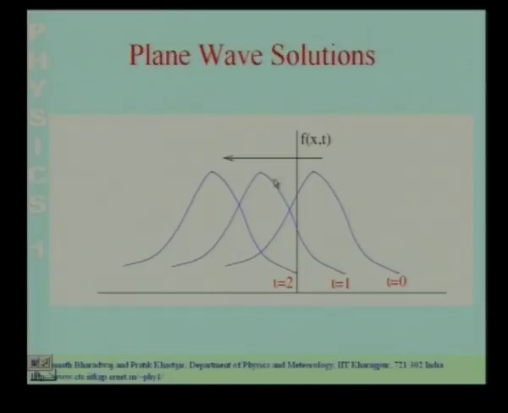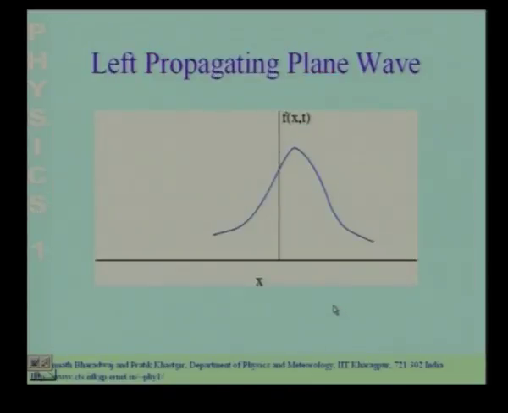So, this picture over here shows you the evolution of the left propagating plane wave solution. This is the solution at t equal to 0. At t equal to 1, the whole solution has shifted to the left, and at t equal to 2, it has shifted further to the left. From here to here the shift is going to be c, from here to here the shift is going to be 2c, and at t equal to 3 it would have shifted 3c. This shows you an animation of the left propagating plane wave, and it keeps on moving as time evolves.